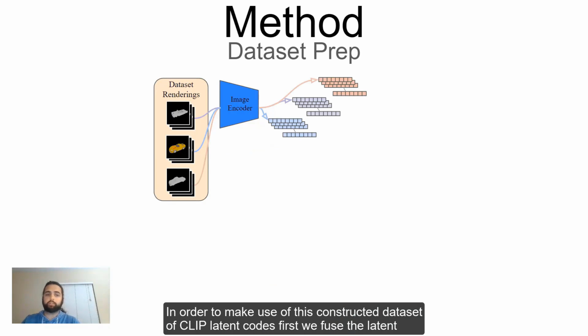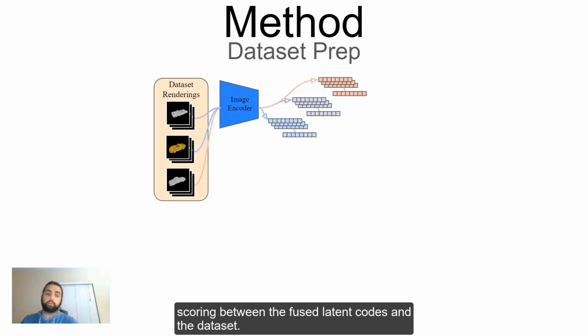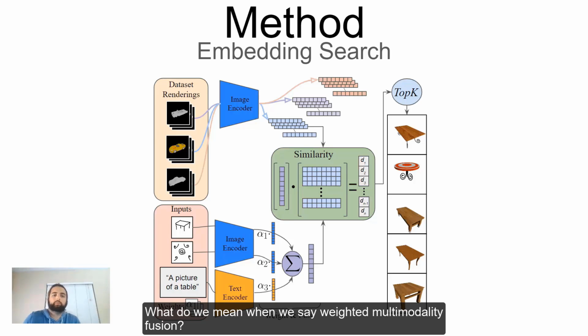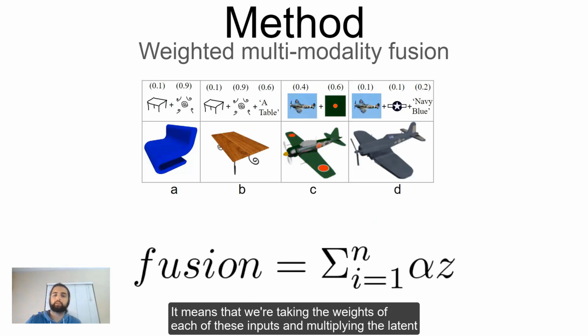In order to make use of this constructed dataset of CLIP latent codes, first we fuse the latent encodings together according to the user-provided weights. We perform lookups by a cosine similarity scoring between the fused latent codes and the dataset in order to pick the top K matching results for output. So what do we mean when we say weighted multimodality fusion? It means that we're taking the weights of each of these inputs and multiplying the latent code by these weights in order to fine-tune output results.